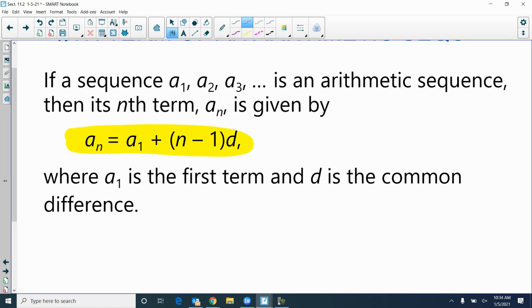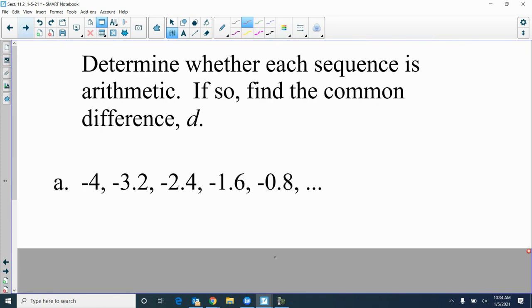All right, let's take a look at these next three. Identify the common difference if they're arithmetic. If it's not arithmetic, just put not arithmetic. All right, so take a look at those three.